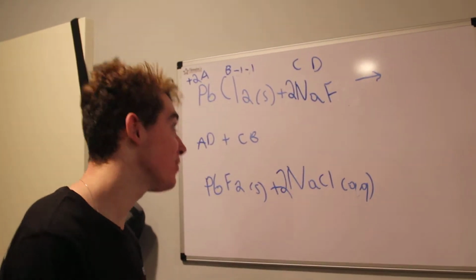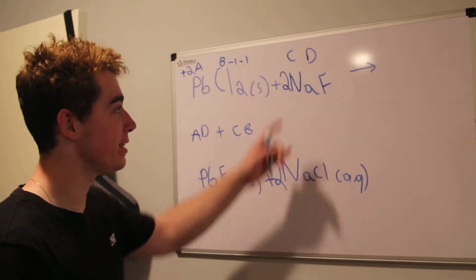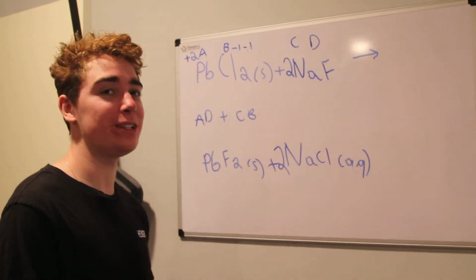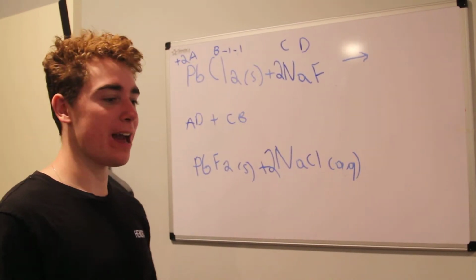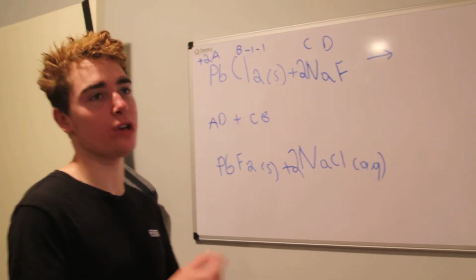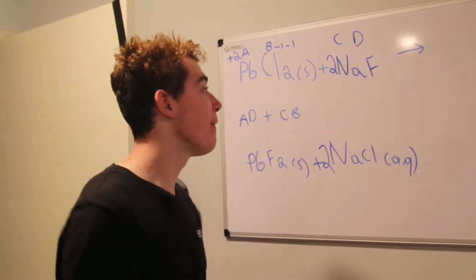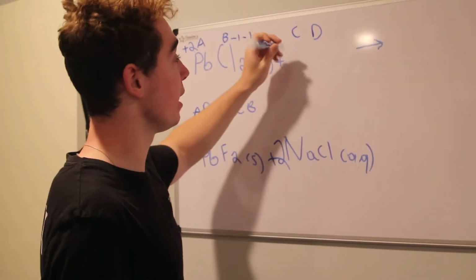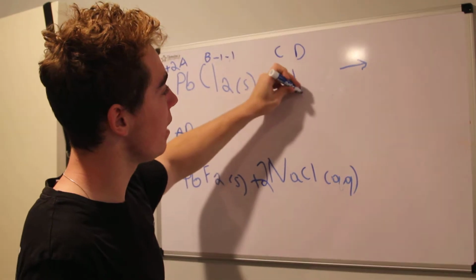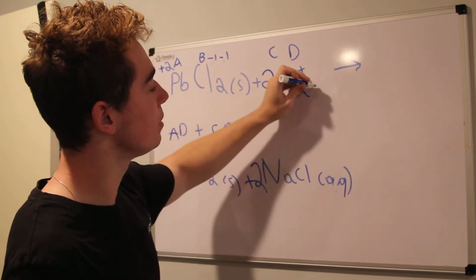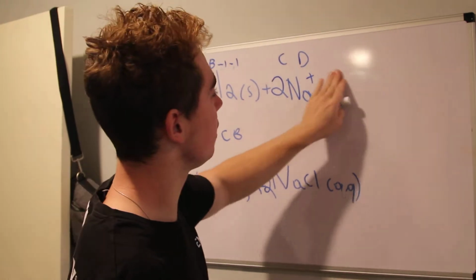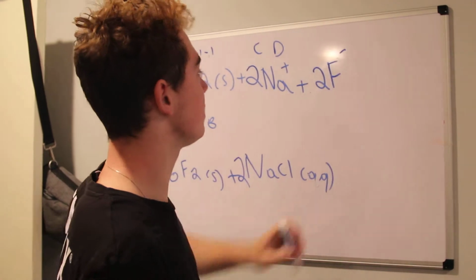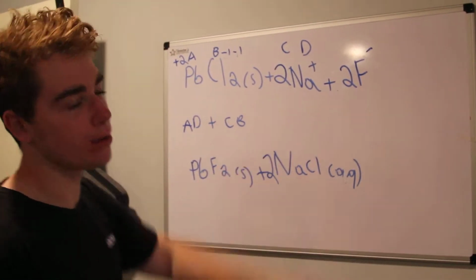Bam! After that, you have to break this into ions because it's aqueous. You only break aqueous stuff into ions because aqueous compounds are easily dissolved in water, which is why they break apart. Then you write it like this: 2 Na plus, arrow, 2 F minus. You can put AQ at the end of both of them.